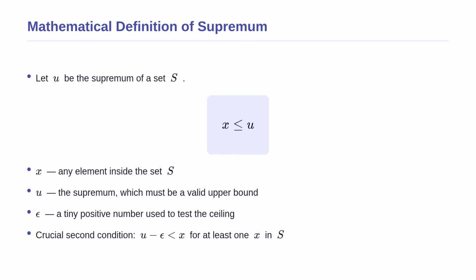Second, we must prove it is the lowest ceiling. If you decrease the variable U by even a microscopic amount epsilon, it physically breaks the ceiling. The new value, U minus epsilon, is no longer an upper bound, meaning at least one number X from the set will poke through and be strictly greater than it. This perfectly captures the idea of a least upper bound.